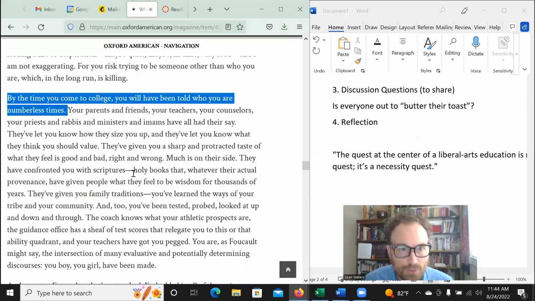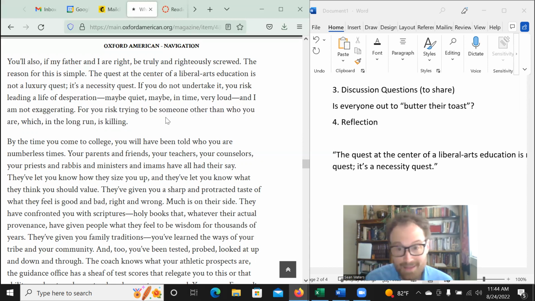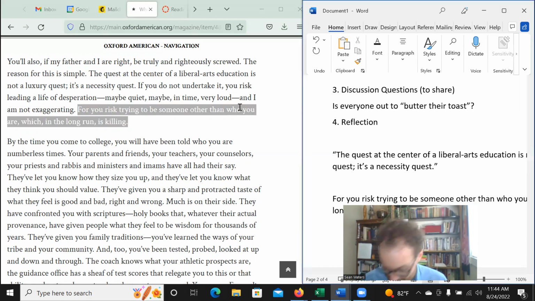Been told who you are. For you trying to risk, and I'm reading the beginning and end of each paragraph here, you trying to risk becoming someone other than you are in the long run is killing. So if you end up becoming someone that you're not, it's going to be hard. I'm really into that statement. I'm not sure why. I'm going to put it in there anyway.